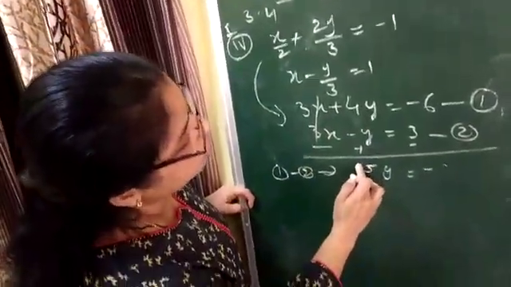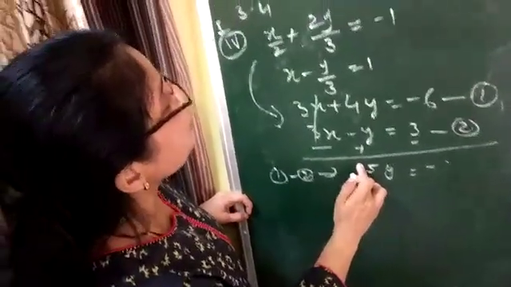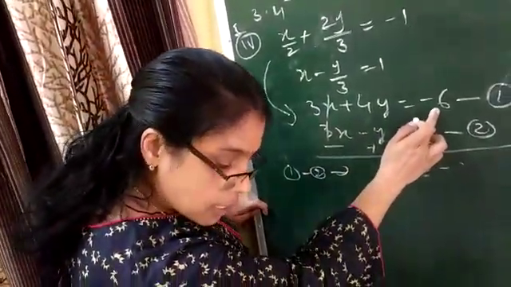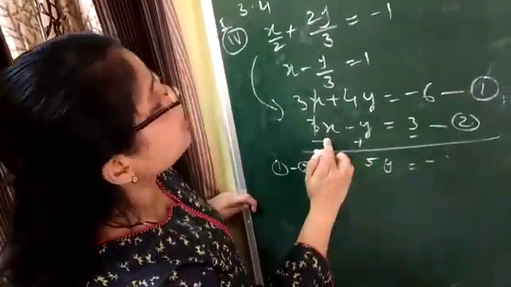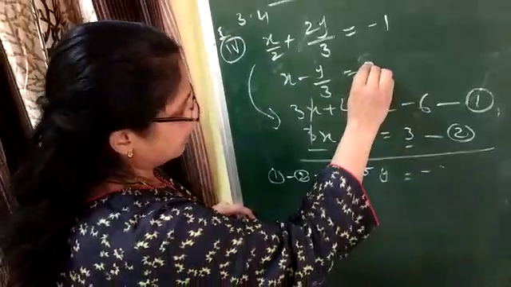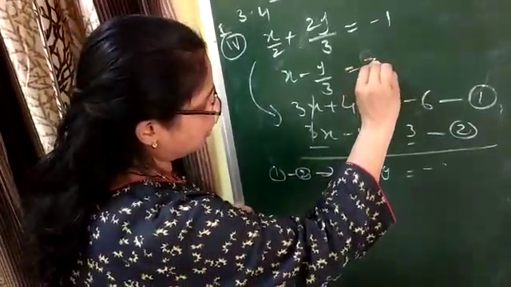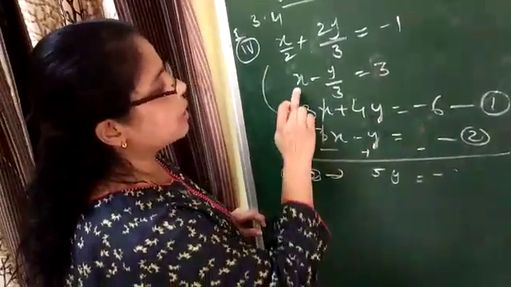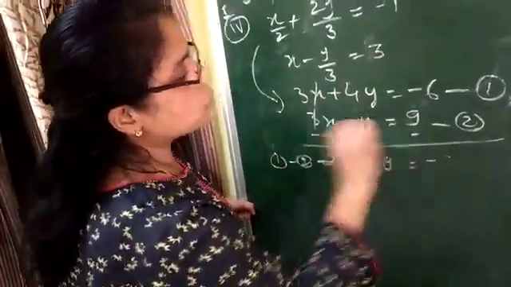5y is equal to, let me check the equation once more. 3x plus 4y is equal to minus 6. And the second equation is 3x. The equation I wrote wrong, sorry. The second equation given in the question is 3. Just correct it. So the second equation becomes 3x minus y is equal to 9.